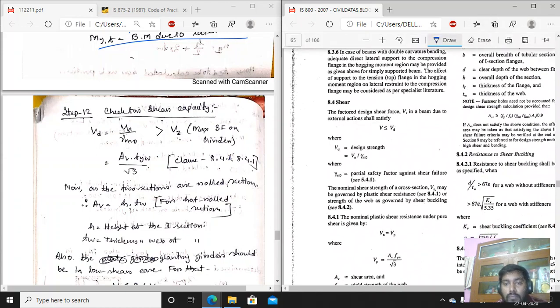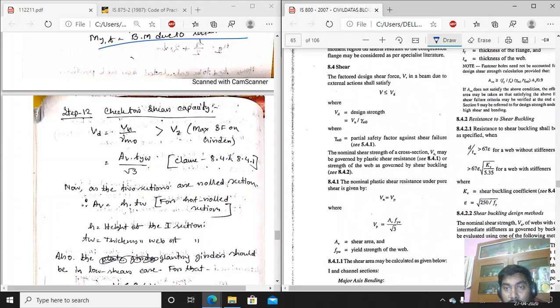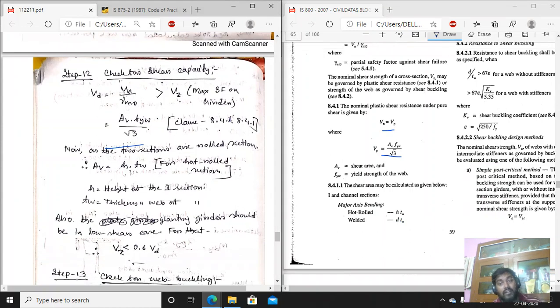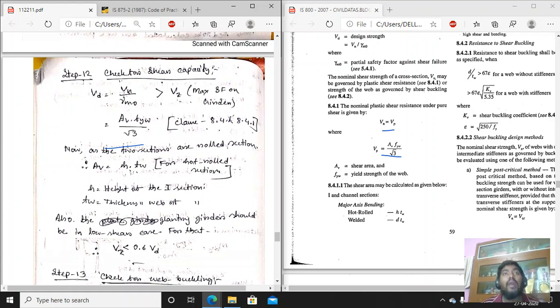So from the code 8.4, the shear capacity Vd should be greater than V. That is the Vd, Vn by gamma m0. Vn equals Av fyw by root 3. The value is here. Now Av is the shear area of the web. Shear also only acts on the web portion.